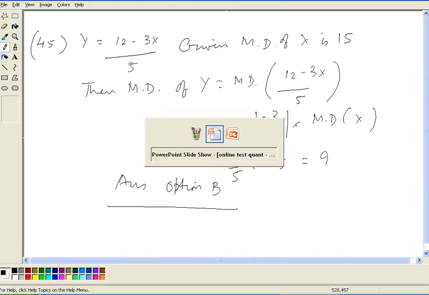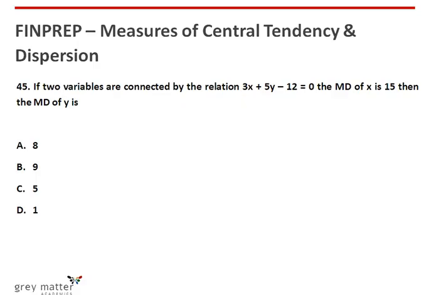Going to our PowerPoint presentation, it is option B, which says 9. That is B option, which is 9.